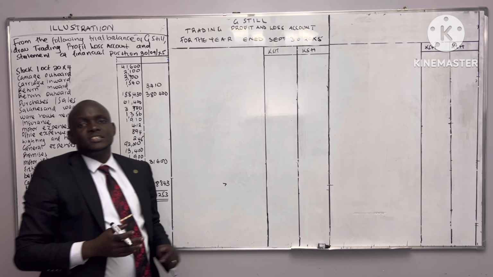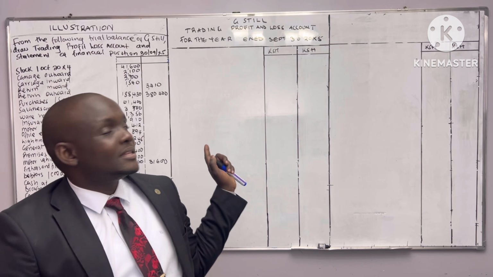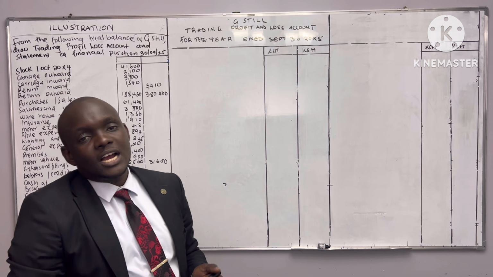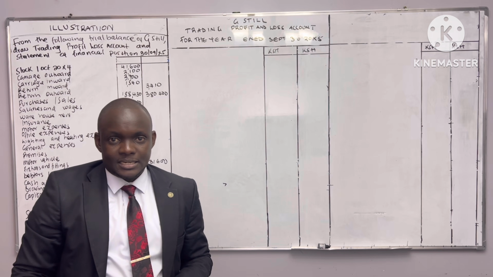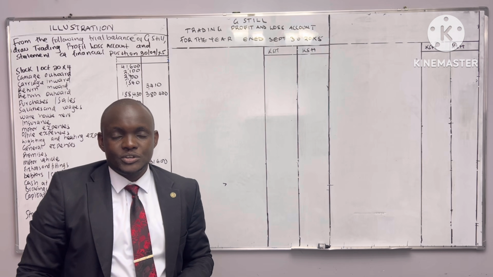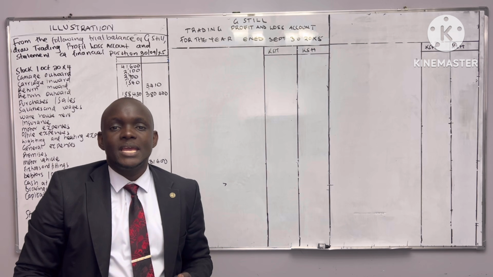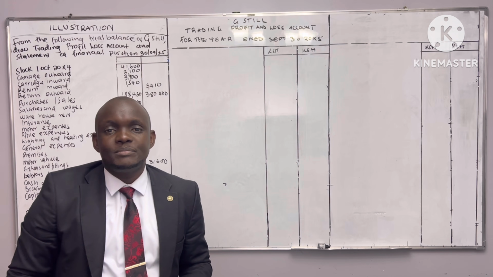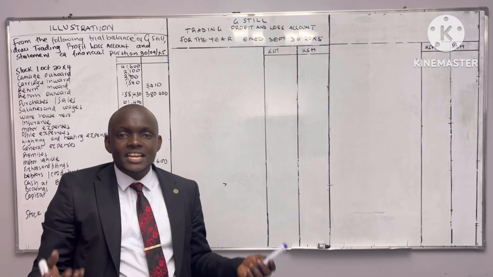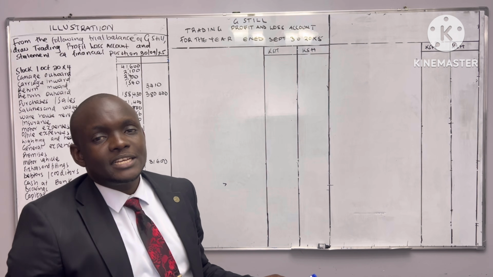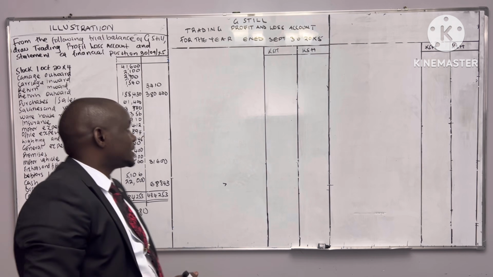I want to say this, that in the current world, this statement, this trading profit and loss account is called income statement. As per the international financial reporting standards, now we are using the name income statement or statement of comprehensive income. But for purpose of understanding the genesis of income statement, we can learn the trading profit and loss account.